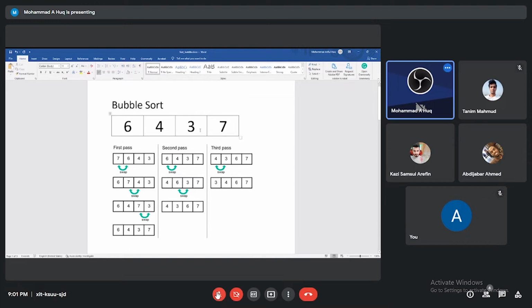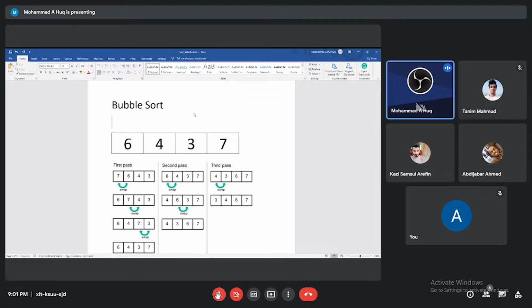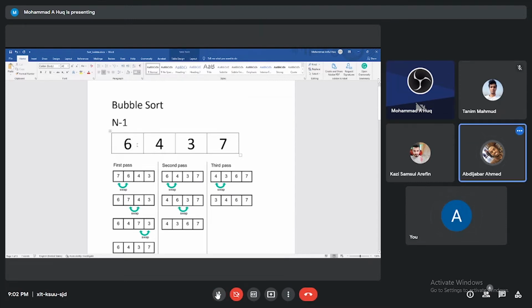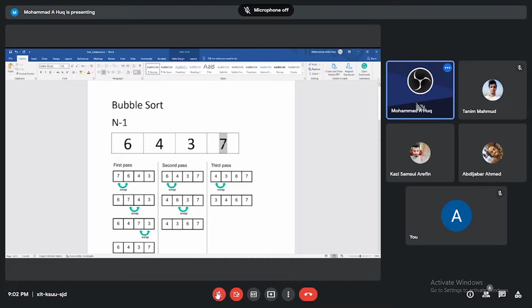In every bubble sort algorithm, you will find that we need n minus 1 checks. You see that? For the first pass, how many comparisons did we need? We had 4 elements, and how many comparisons did we make? 3. And for the next one, how many will be needed? What do you think? 2, sir. Yes.